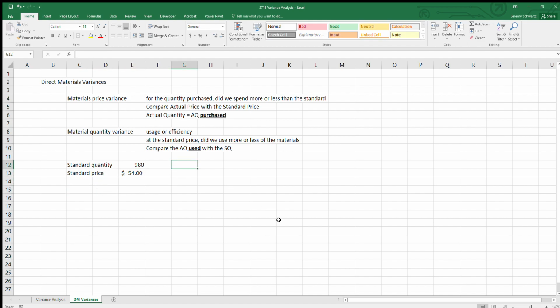Now, when we go to see what actually happens here, we see what our actual quantity purchased turns out to be 1,150 tons. And then our actual quantity used, we'll say, is 1,078 tons. And the actual price or actual cost is $50 per ton.